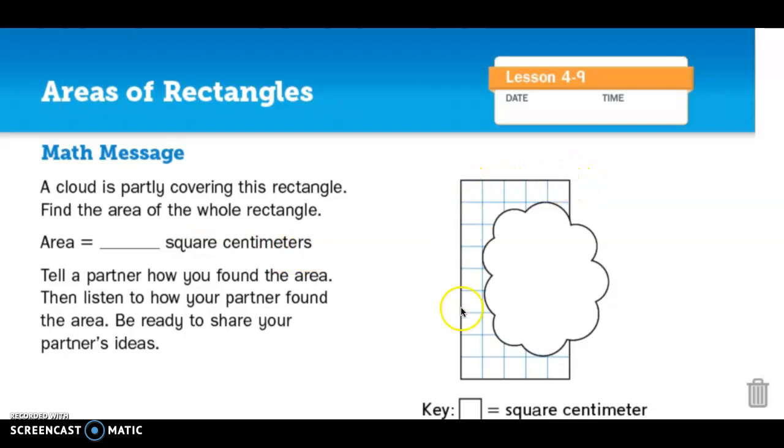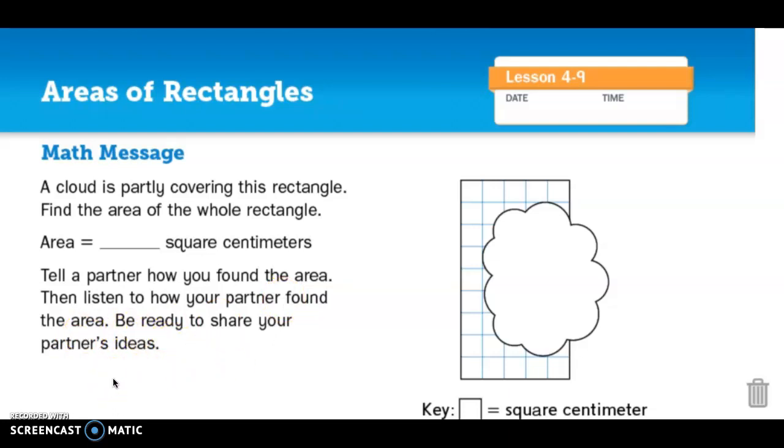So find the area inside, right? That whole area on the inside. How many squares are in this rectangle? Tell a partner how you found the area. Then listen to how your partner found the area. Be ready to share your partner's ideas.